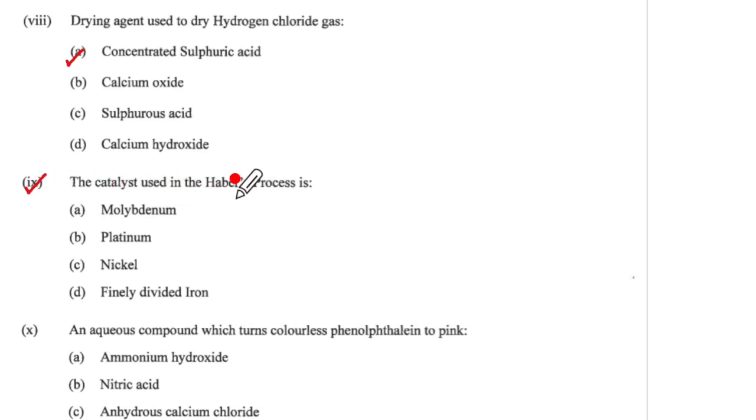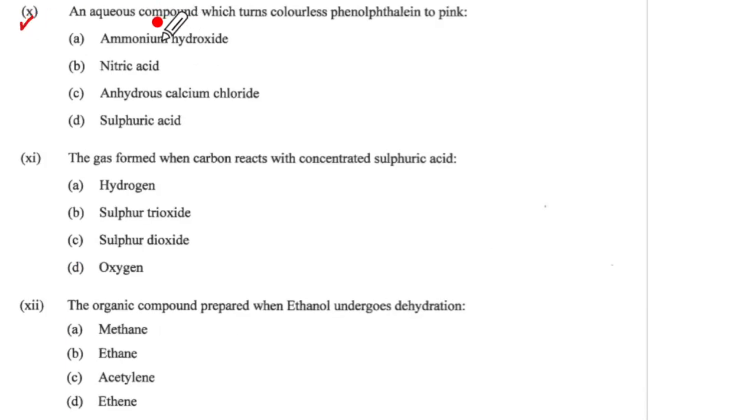These two no, because they will react with hydrogen chloride. Ninth one, the catalyst used in Haber's process is, we have N2 and 3H2 with reversible arrows gives 2NH3 plus heat, and the catalyst is finely divided iron. 10th one, an aqueous compound which turns colorless phenolphthalein pink is going to be alkaline. And which is alkaline from here? None of these except this. So A is the option, ammonium hydroxide.